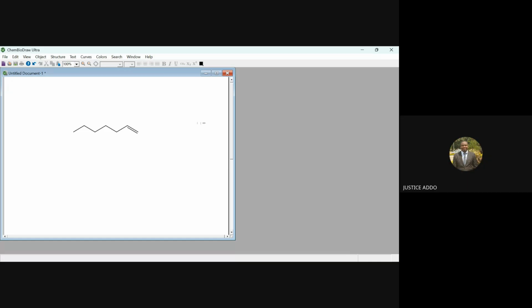So how will you call this one? It's an alkene. How will you call it? Hept-1-ene. It's only a double bond, so heptene. One, heptene. 1-heptene.